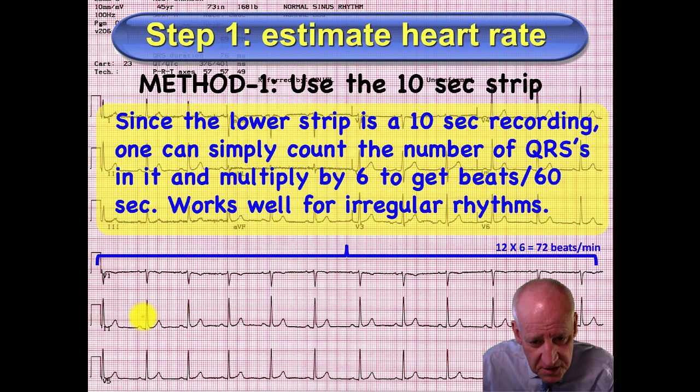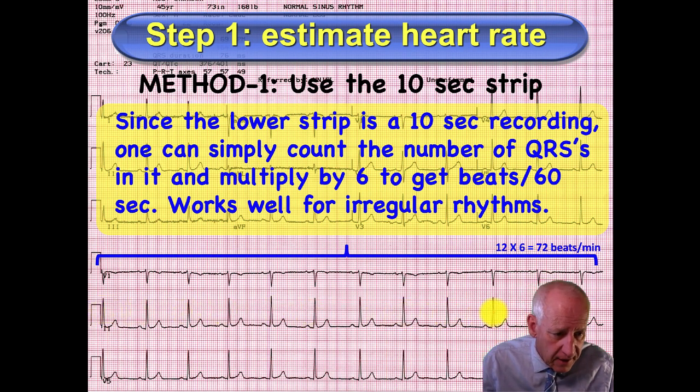Now this works especially well for irregular rhythms, in which there may be variability over the course of the 10-second recording. So let's take a look at this in lead 2 down here on our 10-second recording. We have 1, 2, 3, 4, 5, 6, 7, 8, 9, 10, 11, 12 QRS complexes, beats. Multiply that by 6 and we get 72 beats per minute.